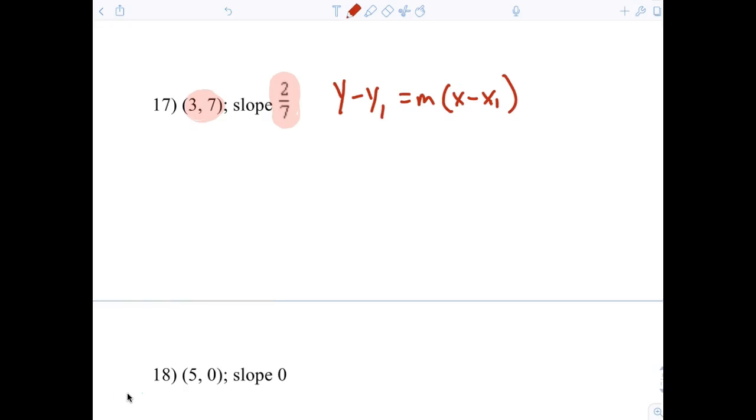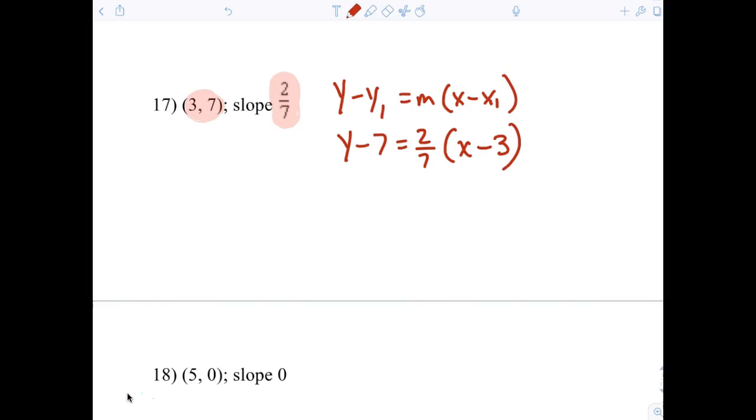All right, who's going to write the equation to start out? Good. Okay, so it would be y minus 7 equals 2/7 x minus... What's the x value? Yes, that's the answer so far. That's not the final answer. That's the answer in point slope form.